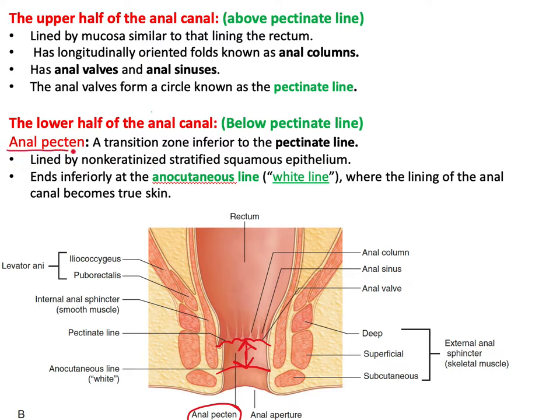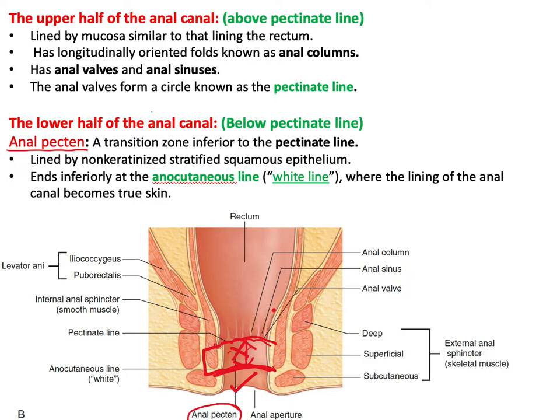We call it anal pecten, which is another name, instead of saying lower half of the anal canal, you can say anal pecten, which is a transitional zone. Why? Because from this point, what we call the white line, not the pectinate line, no, white line, because this is the lower half of the anal canal. From this point, we call it white line or anocutaneous line. The lining of the anal canal now becomes true skin.